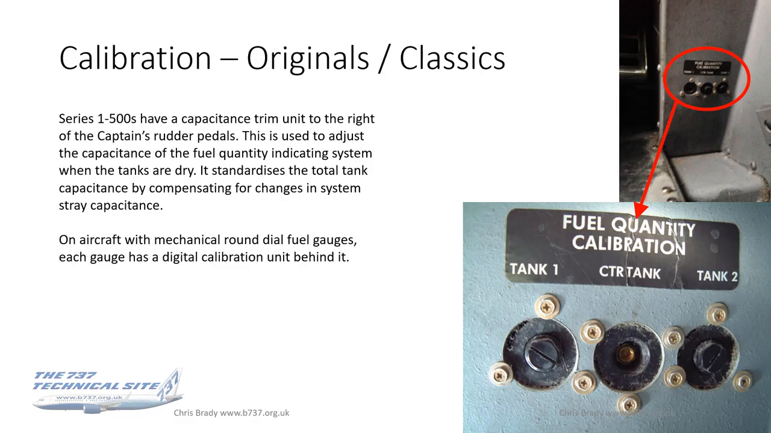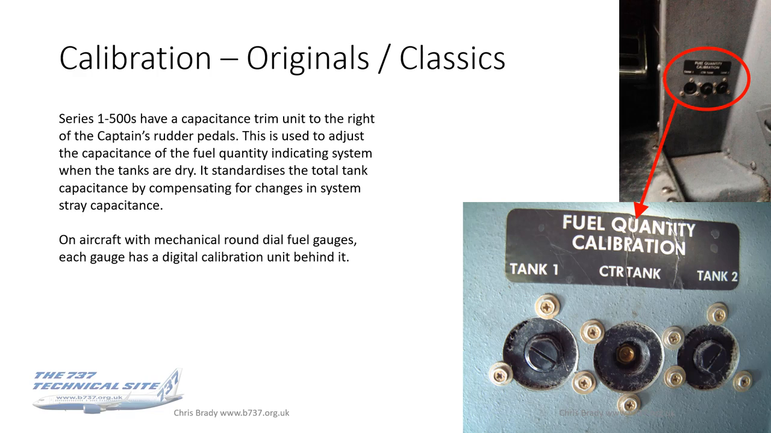Going back a couple of generations to the originals and the classics, there was a capacitance trim unit, and it was located in the flight deck. It was just to the right of the captain's rudder pedals. What a hazardous place to put that. You can see I've got two photos there, a long photo and a close up, and both of them have got a screw missing on these calibration units. They really are in the firing line for captain's feet getting in and out of the flight deck.